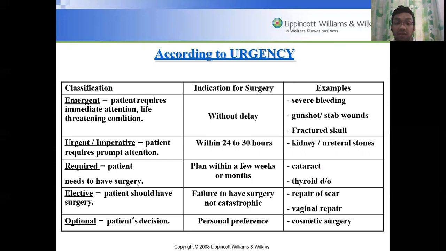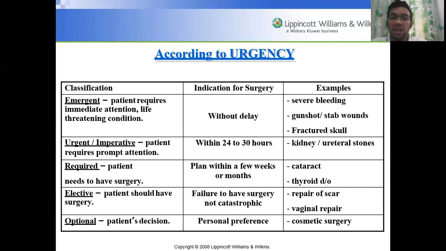Next, we have elective. Patient should have a surgery. And this one, if the patient is not operated on, it really is not catastrophic for the patient. It really cannot kill the patient, since these types of elective surgery, such as vaginal repair, repair of a scar, what else? Repair of a joint, for example, these are elective types of surgery.